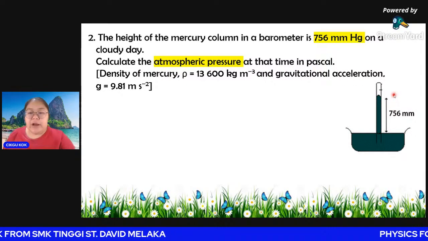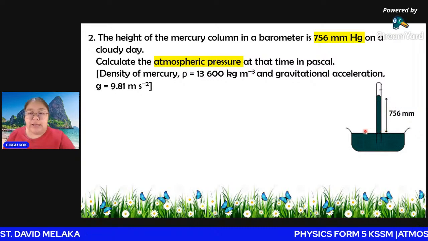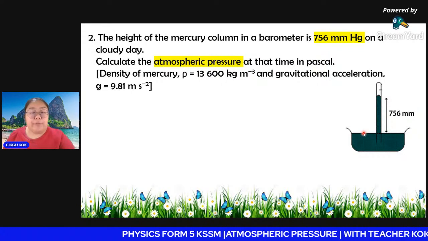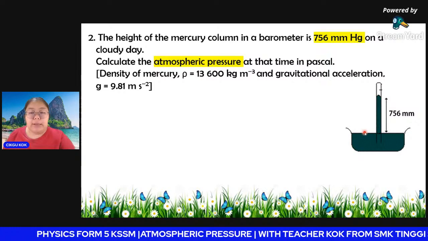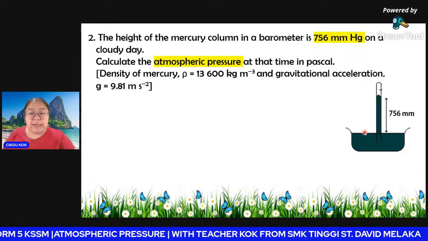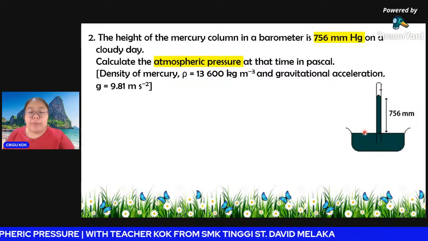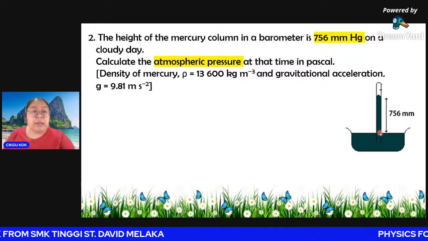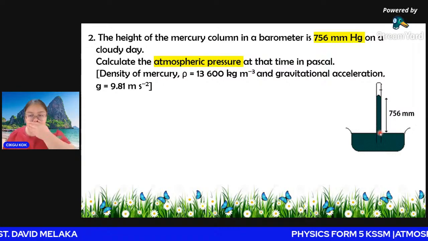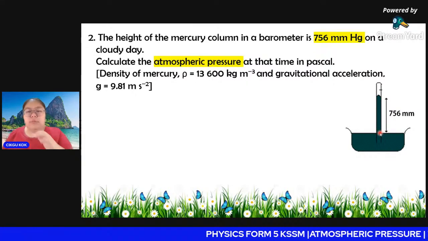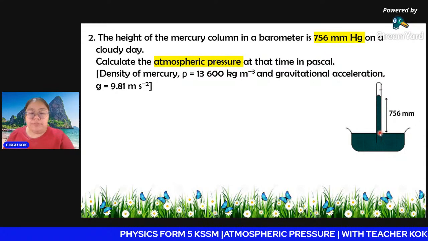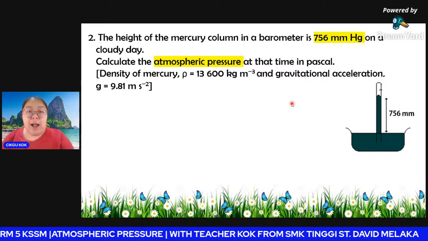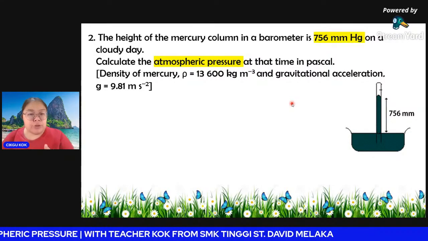So this one, 756, is actually the same level as the atmospheric pressure. Because when I draw the point here, this one means the atmospheric pressure is acting, is it? So same level, same pressure. So that means this one level also same pressure, but this one is the mercury acting. So from here you need to find out how much the atmospheric pressure is. Then your unit is in Pascal. Okay, so I just let you do it.